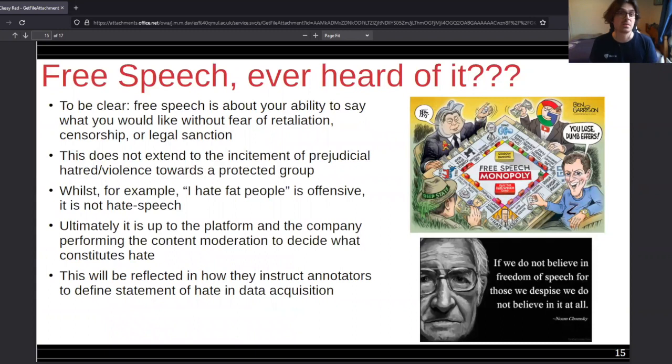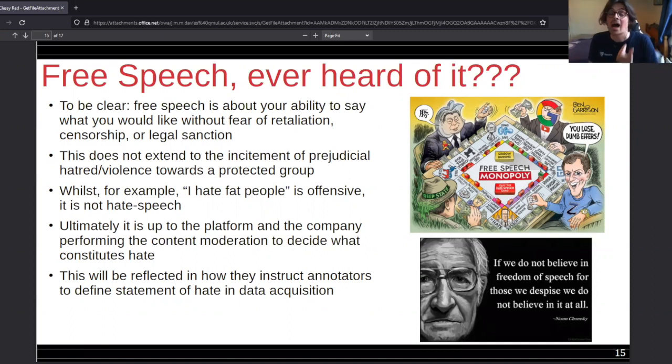We do need to talk about free speech here as well. So free speech, ever heard of it, right? To be clear, and just to make sure that we're all on the same page, free speech is about your ability to say what you like without fear of retaliation, censorship, or legal sanction. But, big but, this does not extend to the incitement of prejudicial hatred or violence towards a protected group. And that is an important distinction to make. If you take away the word fuck from our lexicon, you also take away the ability to say fuck the government, right? And that's a very important thing.